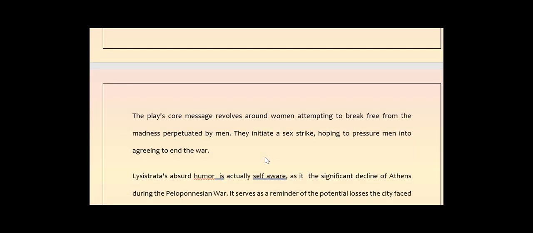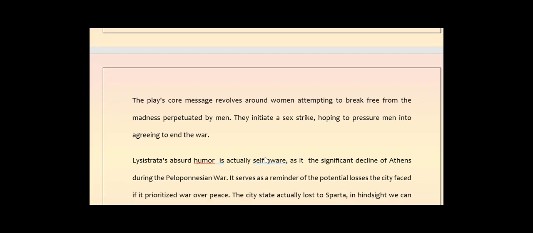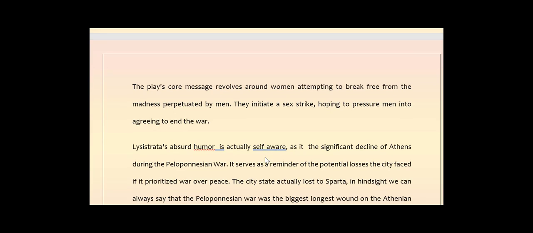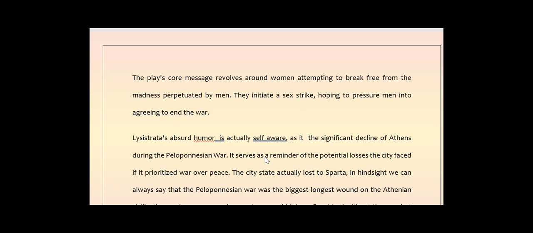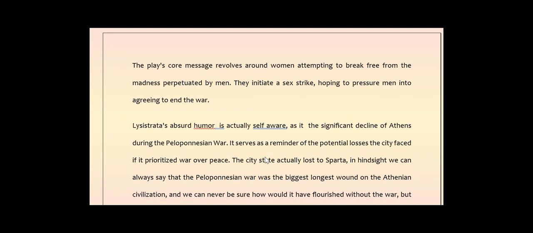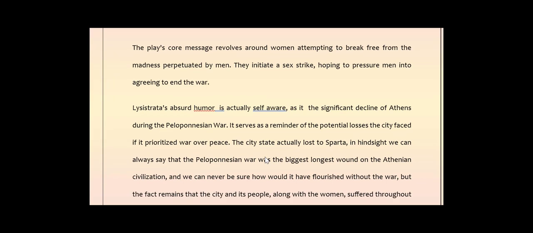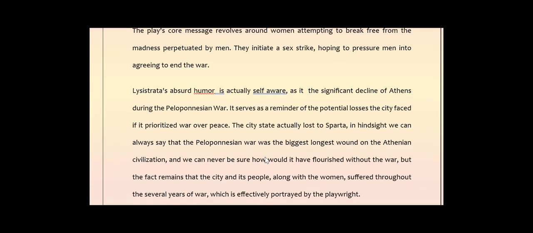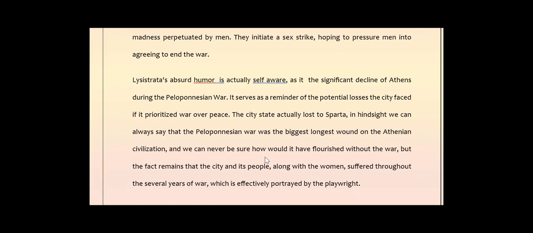So the play's core message revolves around women attempting to break free from the madness which is perpetuated by men. So you again have the stereotype that men represent violence and women represent homely virtues, self-abnegation, etc. So they initiate the sex strike, hoping to pressure men into agreeing to end war, but that doesn't happen. Lysistrata's absurd humor is actually very self-aware. It is a significant decline of Athens during the Peloponnesian War, and it serves as a reminder of the potential losses that the city has faced if it prioritized war over peace.